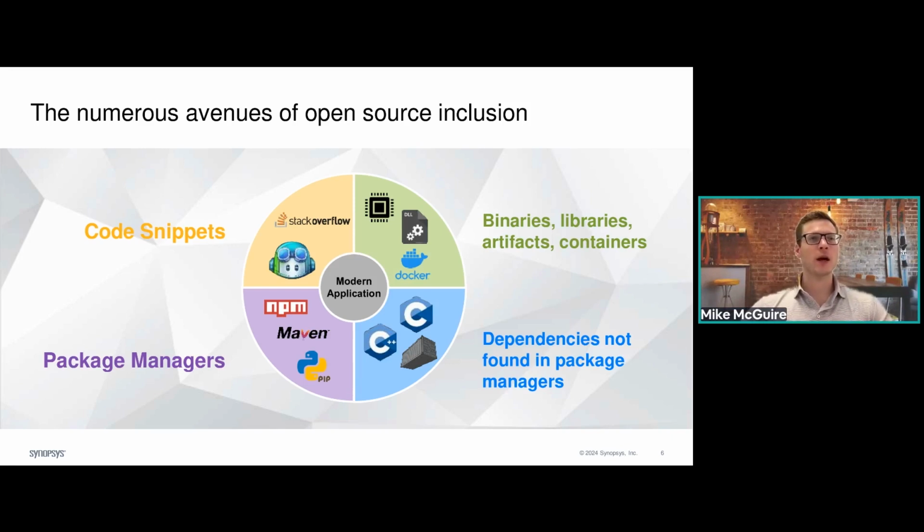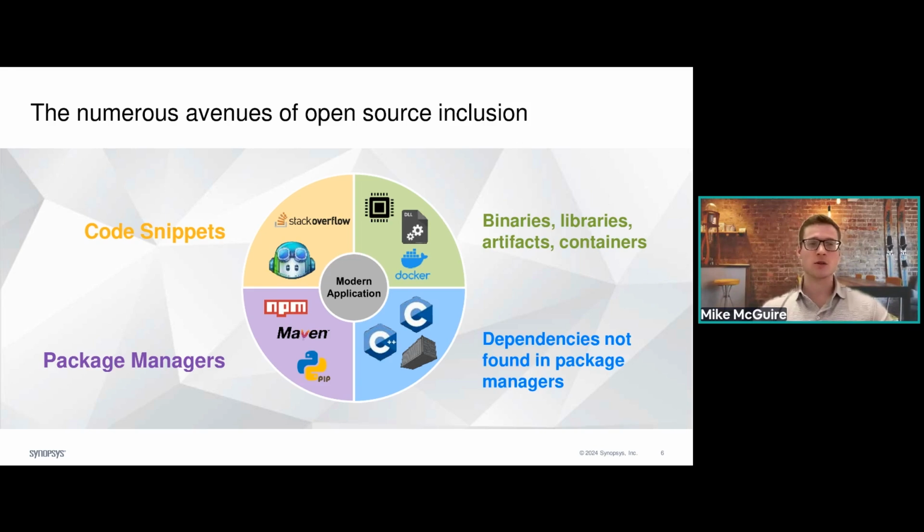If you look lower right, there are dependencies that simply are not found in package managers. The most simple example is C and C++. There is no standardized package manager for those languages. Open source can be linked directly in a project directory, or it can be linked in a header file from some sort of outside directory. So if you're just interrogating a package manager, you're not going to have a clear view of the open source that's included in these applications.